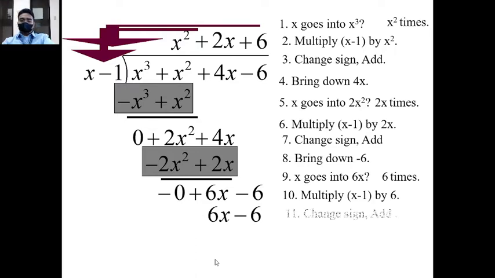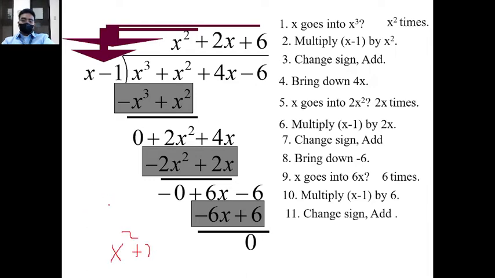And with that, we are going to change the signs, then add. Okay? Then add. And of course, if you are going to add this all, what will be your answer? The answer will be 0. Okay? So what is our quotient? Our quotient will be x squared plus 2x plus 6. Please take note of that, ha?